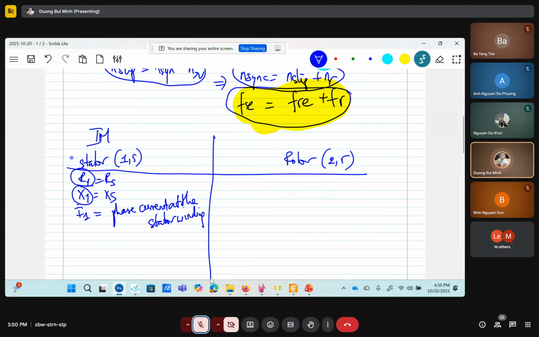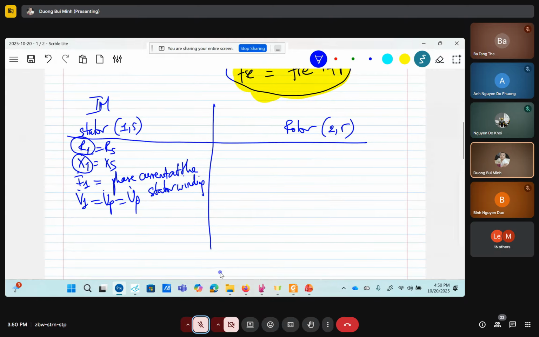We have V1, or sometimes we say V phase. This is the phase voltage of the induction motor, the input phase voltage. We have P1, the three-phase stator power or input power.